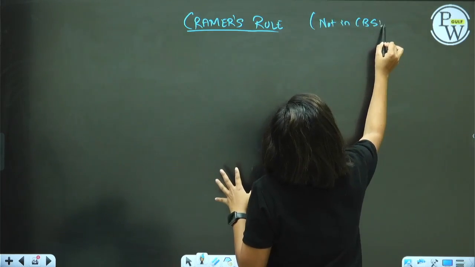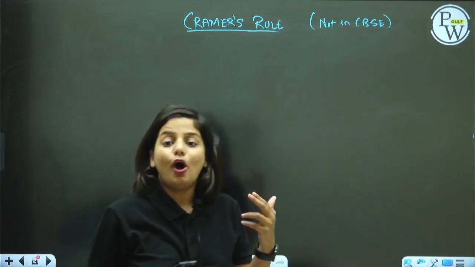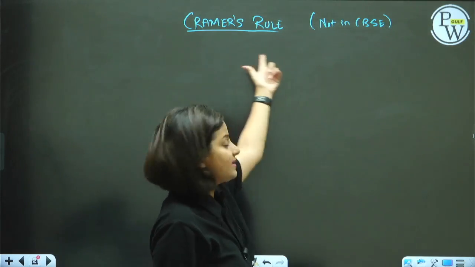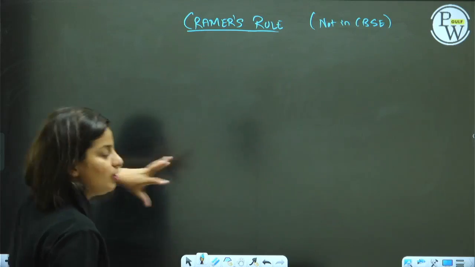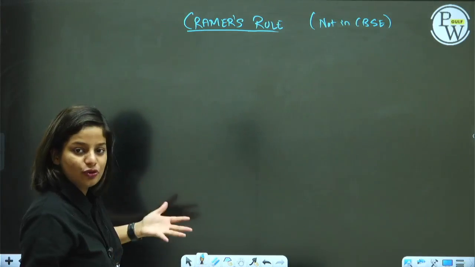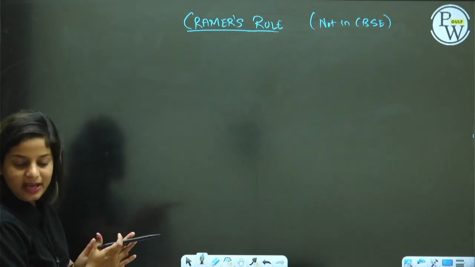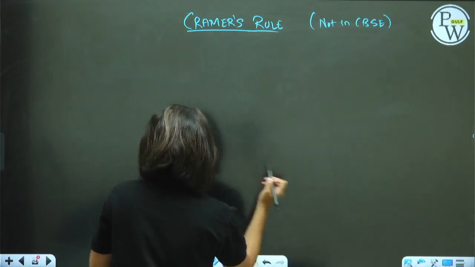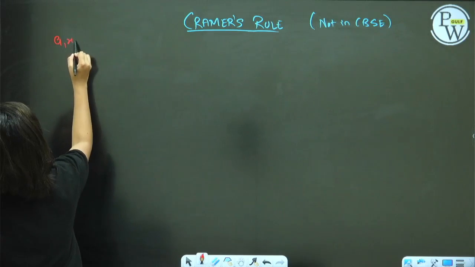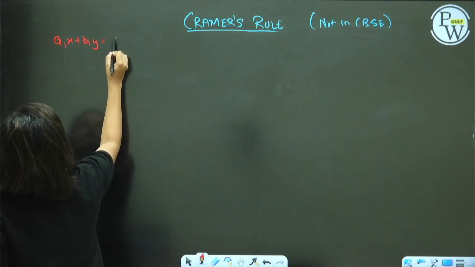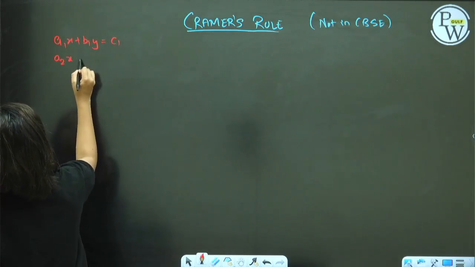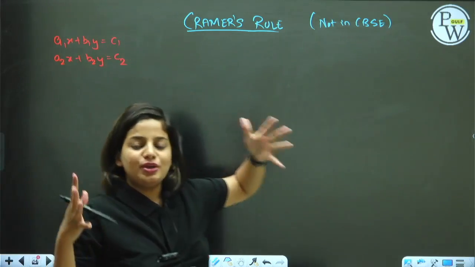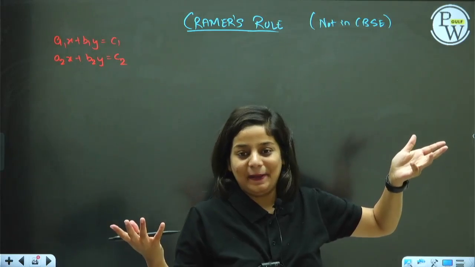Useful to mention, just like in limits, the L'Hopital rule is not in CBSE. Similarly, this Cramer's rule is not in CBSE, but we should know it's a shortcut method for solving equations. Suppose we have two equations like this: a1x plus b1y equal to c1 and a2x plus b2y equal to c2. We want to solve these two equations and get the value of x and y.